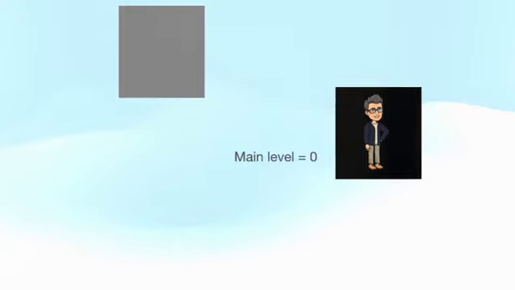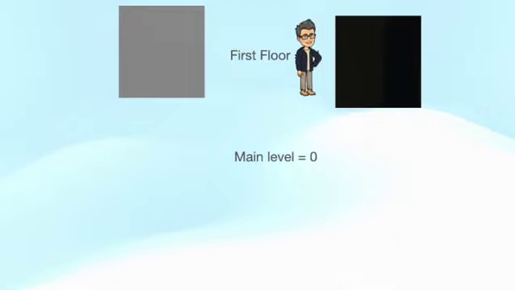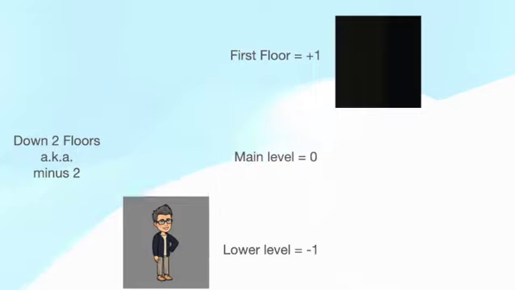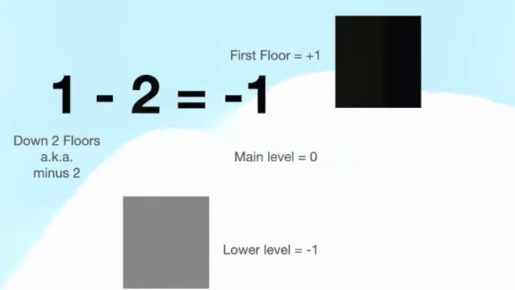The elevator starts at the main level, which is floor 0. He goes up 1 floor, so +1, gets on a different elevator, and then has to go down 2 floors to get on the lower level. Then he goes to his hotel room. +1 minus 2 equals -1.